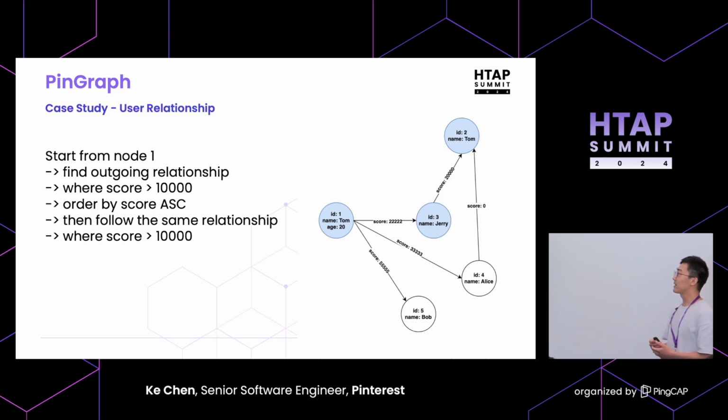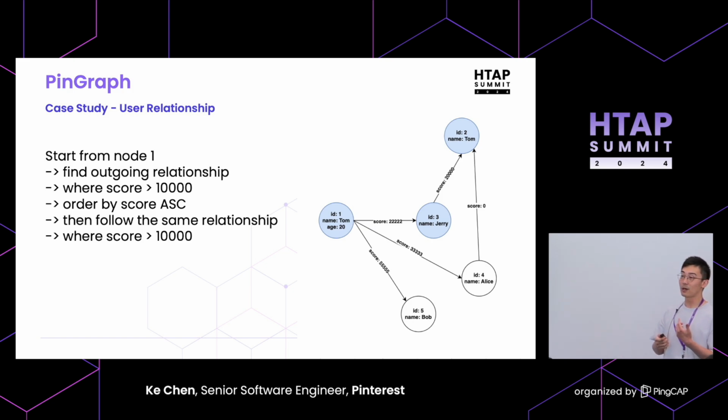This is a quick case study, just to illustrate more of the query patterns we've seen before. This is a typical user relationship graph. Each node here can be a user, so there is a name, age, etc. as properties. And each edge can be one of the relationships, either a following relationship or a messaging relationship from one user to another user.